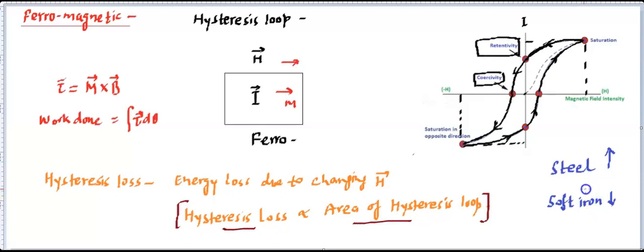That means if we need to draw the loop and compare the loop of steel and soft iron, we can say this loop will have a small area as compared to this steel loop. If the loops are given to you and you are asked which one is steel and which is soft iron, the bigger area will be of steel, the smaller area will be of soft iron, because losses are more if the area is more. Makes sense?